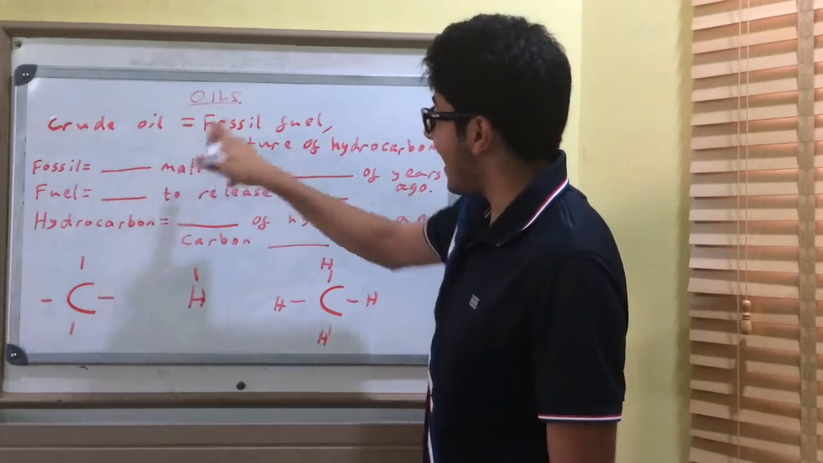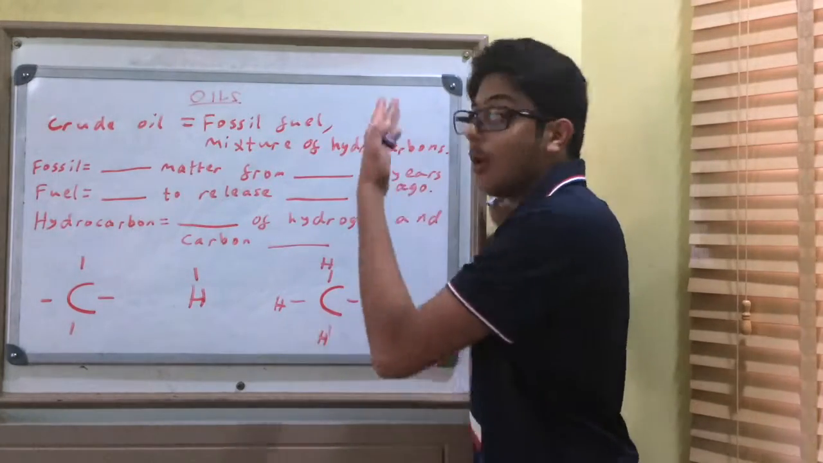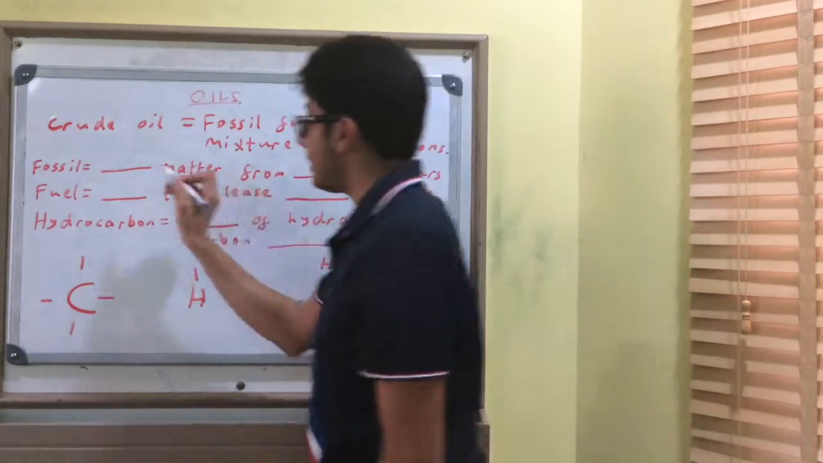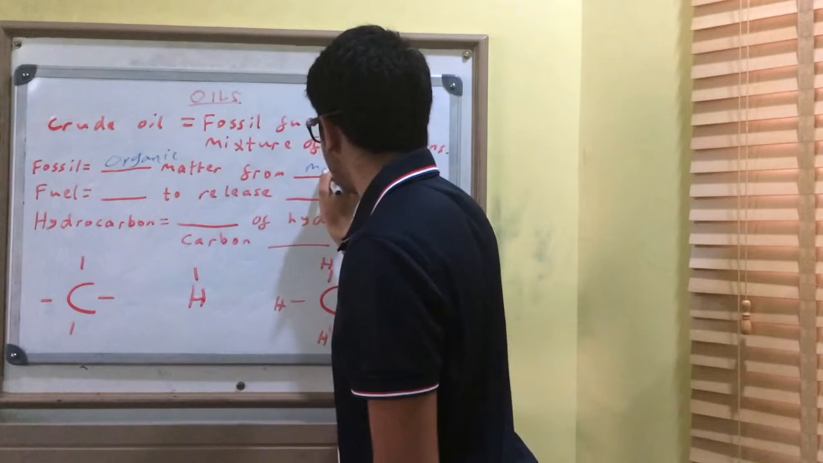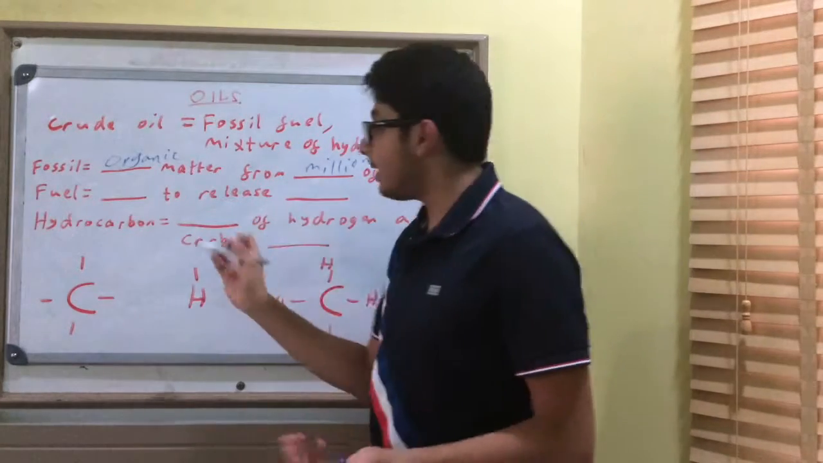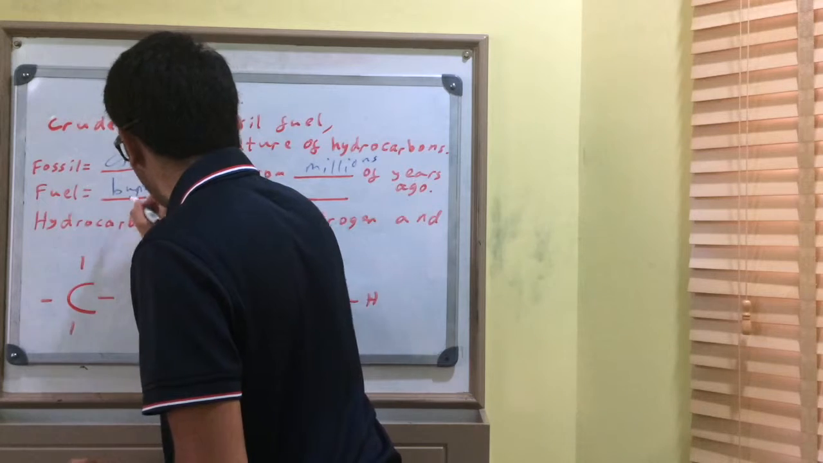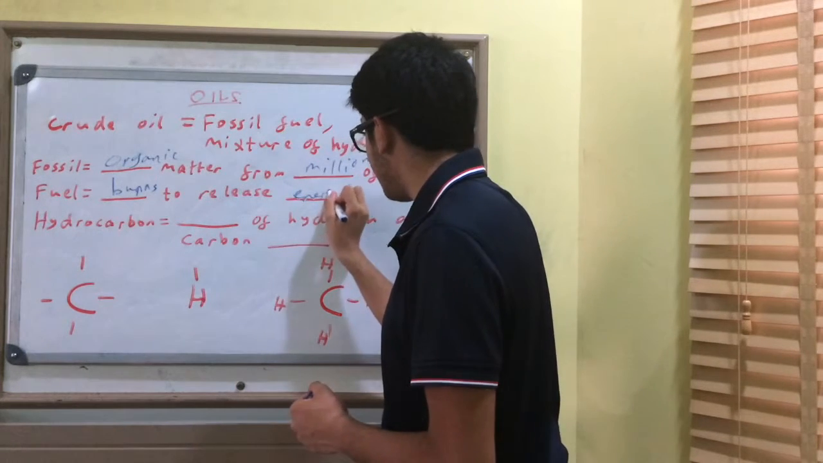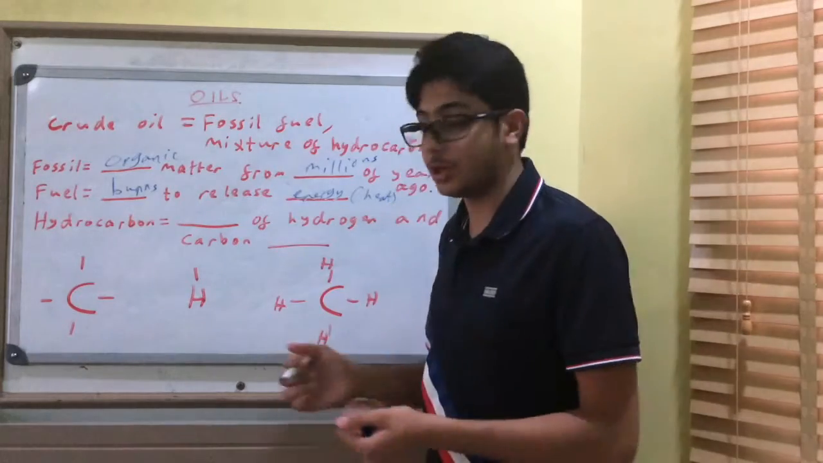Crude oil is a fossil fuel and a mixture of hydrocarbons. Now, what's a fossil? A fossil is organic matter from millions of years ago. A fuel is something that burns to release energy. So you burn it to release energy, and this energy usually comes in the form of heat, thermal energy.